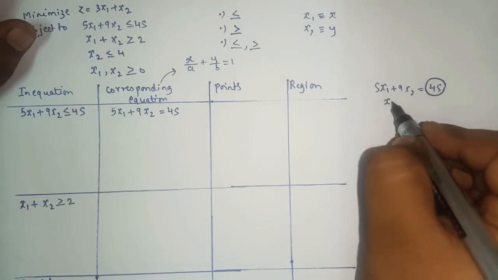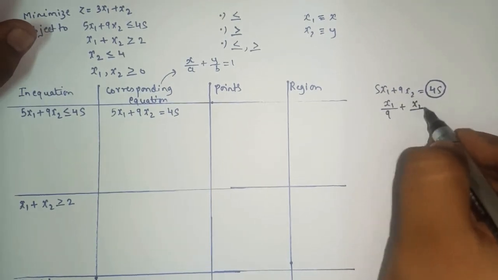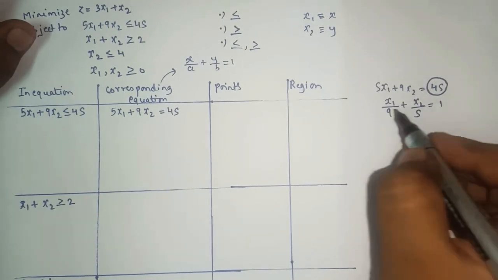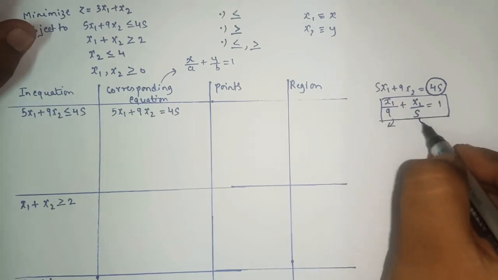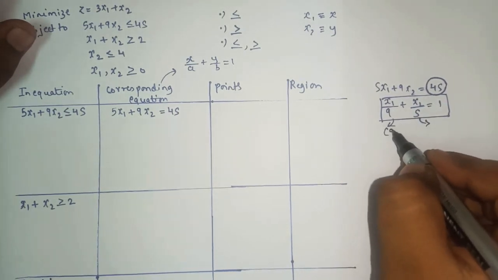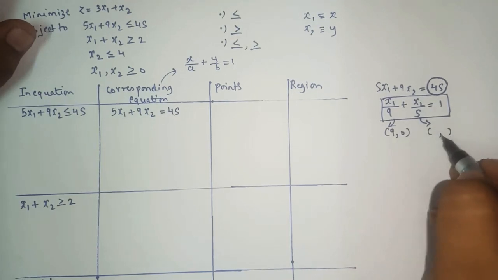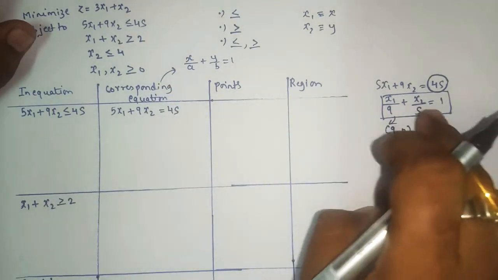So you will get x1 upon 9, since 5 upon 45 is 1 upon 9, and x2 upon 5, since 9 upon 45 is 1 upon 5, and 45 upon 45 you will get 1. Here clearly we can see that this is known as the x-intercept and this is the y-intercept. The x-intercept is 9, so y will be 0. The y-intercept is 5, so x will be 0. In this way you can find your points also. So this is method number 1.